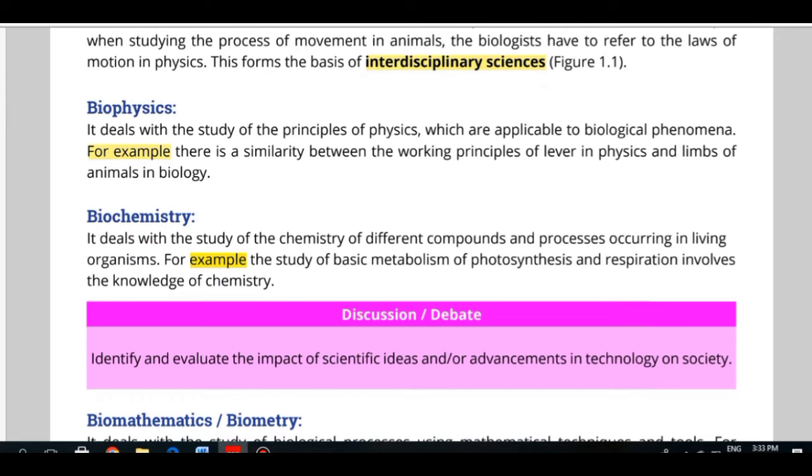First we will give biophysics as a main heading, then we define it, and then we will give a heading over here, example, and then we write. Instead of writing everything in a paragraph, it's better to make headings in the 9th class, especially to attempt a paper, a long question or a short question. So we have made the heading here, for example, the heading will be given, then we write that similarity between the working principles of lever in physics and the limbs of animals in biology.